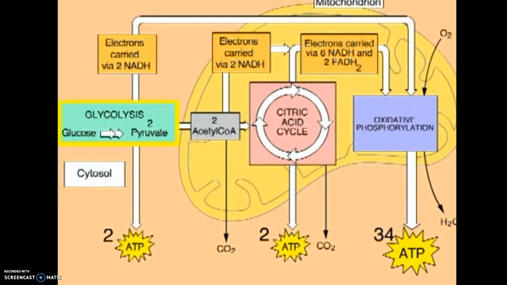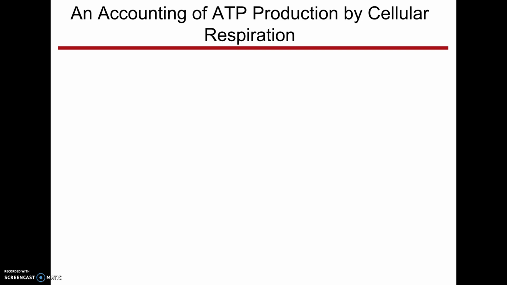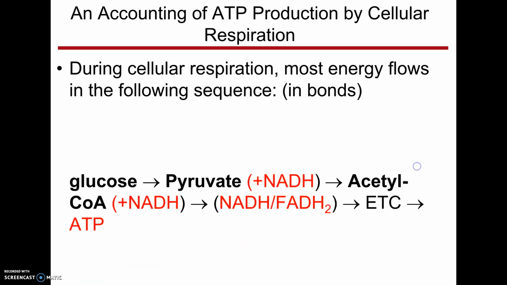Glycolysis and the citric acid cycle produce a small amount of ATP via substrate-level phosphorylation, but most of the cell's ATP is made via oxidative phosphorylation, when NADH and FADH2 produced in glycolysis and the citric acid cycle give up to oxygen the electrons obtained from organic molecules. Okay, so this sort of summarizes the pathway that the energy flows.